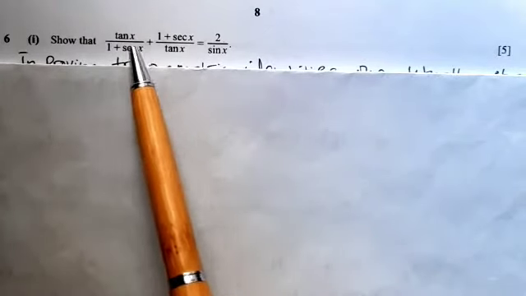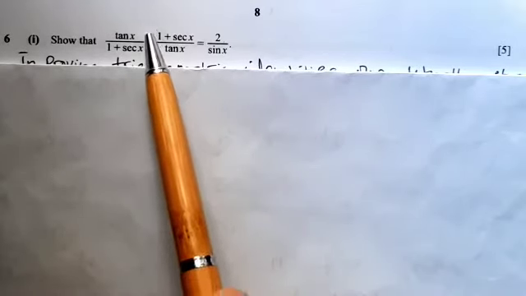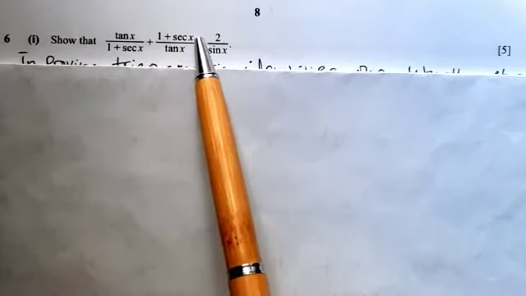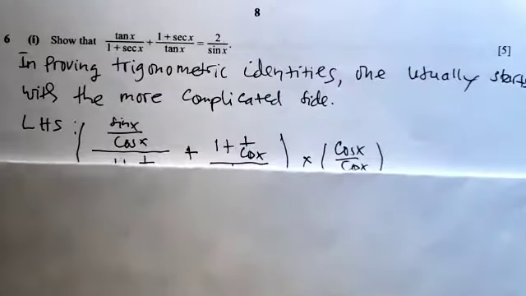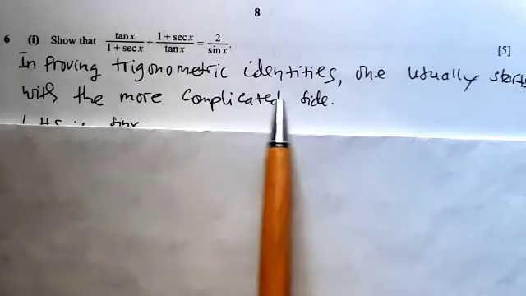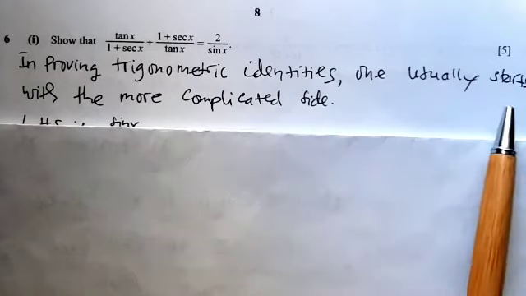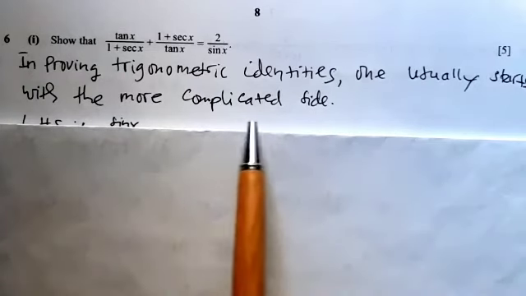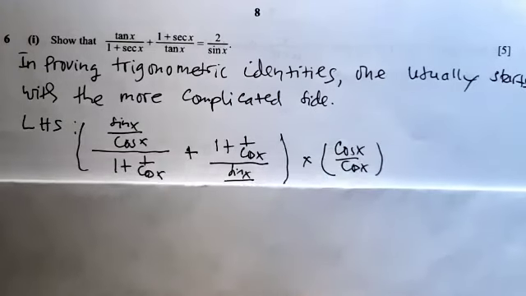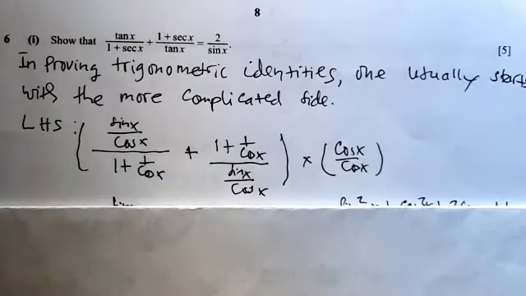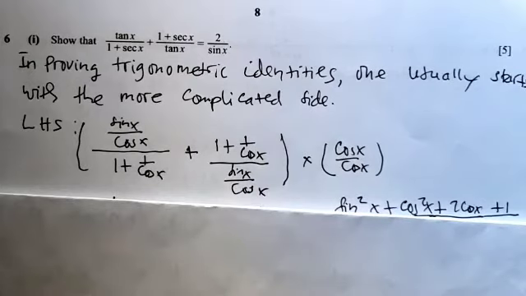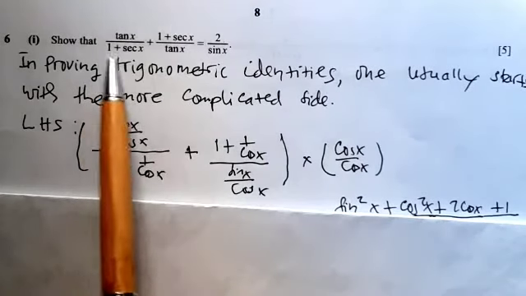This is question number 6. Show that tan x/(1 + sec x) + (1 + sec x)/tan x = 2/sin x. Now, in proving trigonometric identities, one usually starts with the more complicated side. Thus, here in this question, the more complicated side is the left hand side.